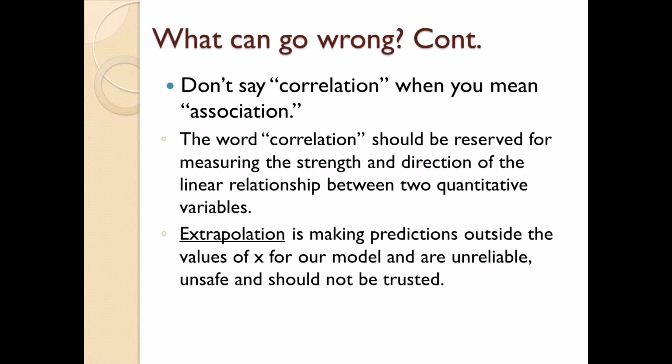So don't say correlation when you mean association. Correlation is a number summary. It's not a relationship. It's not an association. Those words are used just as descriptors. Correlation is a number summary. So the word correlation should be reserved for measuring the strength and direction of the linear relationship between two quantitative variables with the value R.